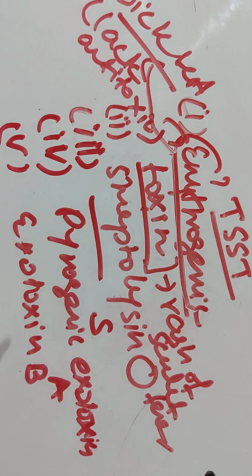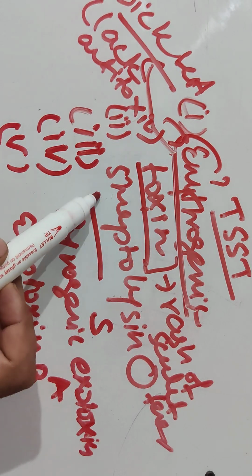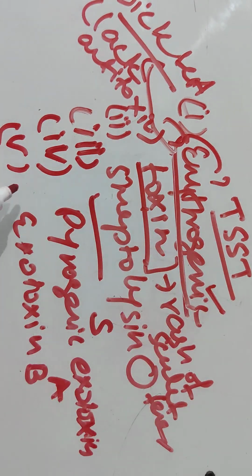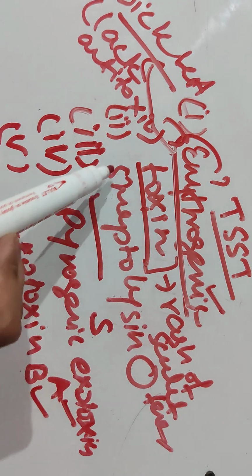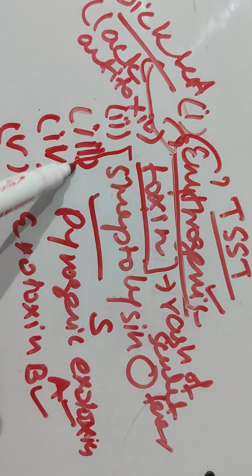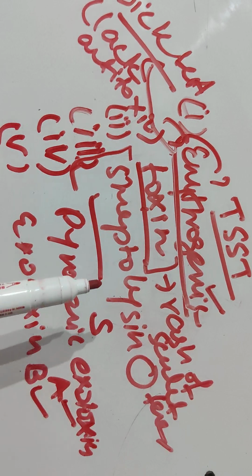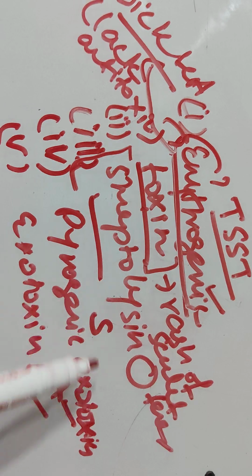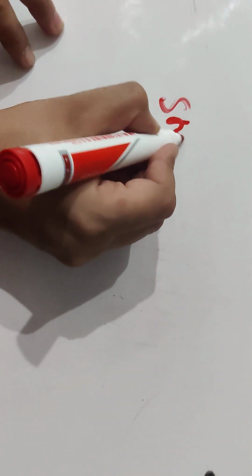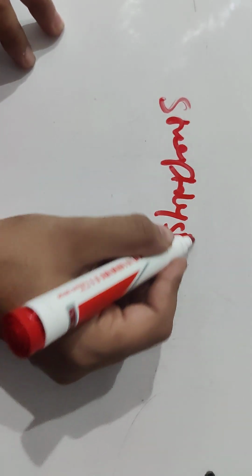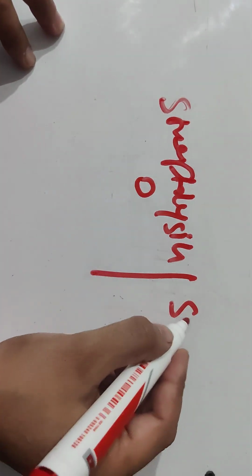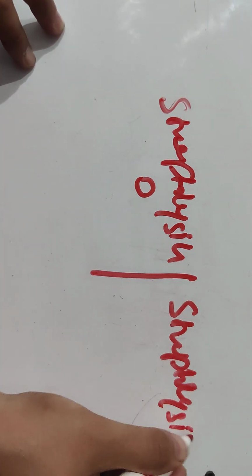Second one is streptolysin O. Streptolysin O is a hemolysin. Erythrogenic toxin, exotoxin A and exotoxin B are the toxins, while streptolysin O and streptolysin S are the hemolysins produced by group A streptococci. Let's compare streptolysin O and streptolysin S.